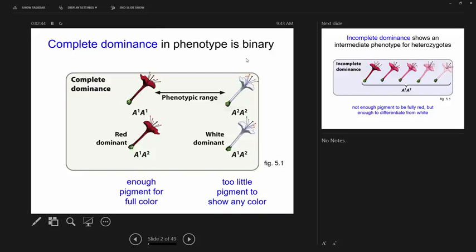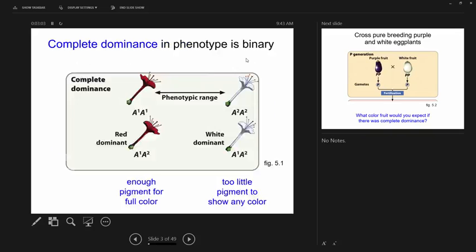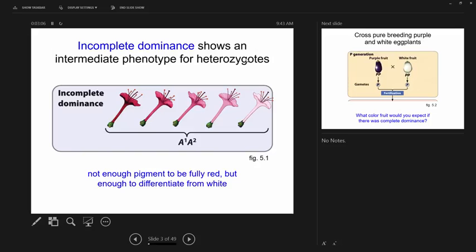All right, now we're going to venture into incomplete dominance. So incomplete dominance is when you actually get a mixing. So you get not enough pigment to be fully red, but enough to differentiate from white. So here's fully red. Well, this one isn't fully red, and this one, you can see there's a range. Back here, see, this is the dark red. So A1 A2 would actually be some kind of intermediate, because you're getting some red pigment produced, but you can tell that there's not enough red pigment to mistake it for the homozygote.